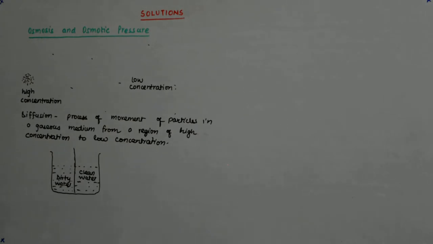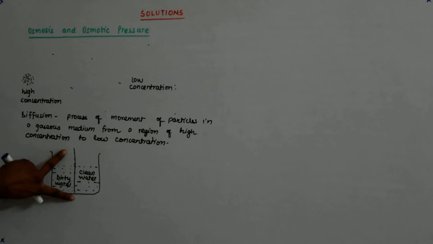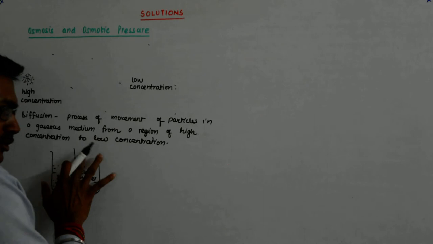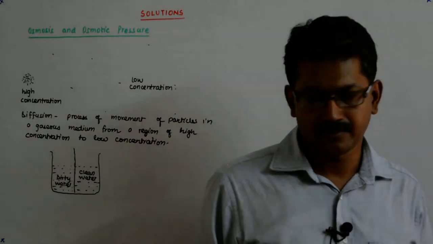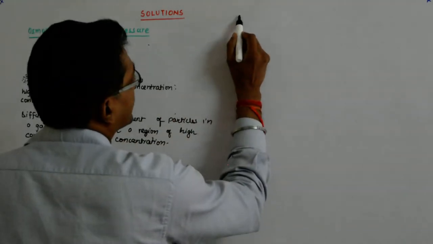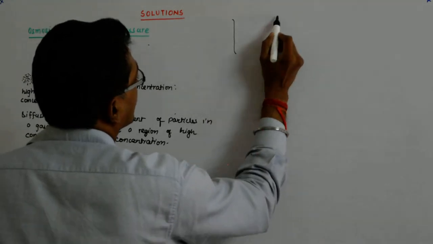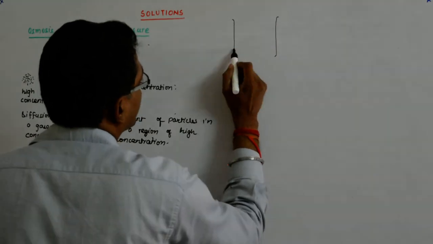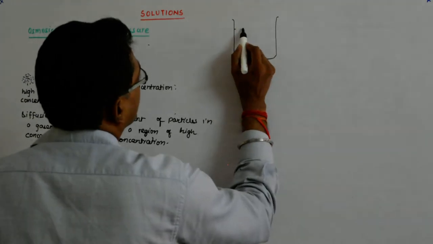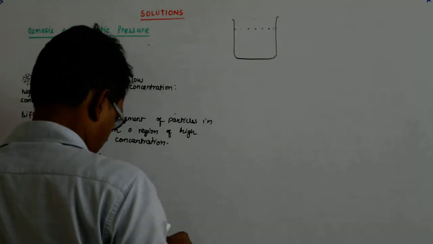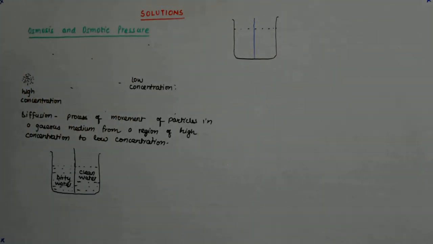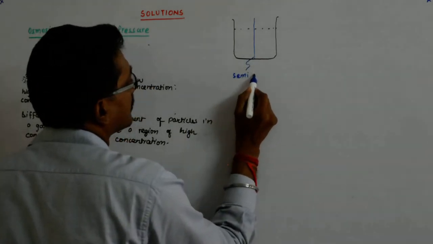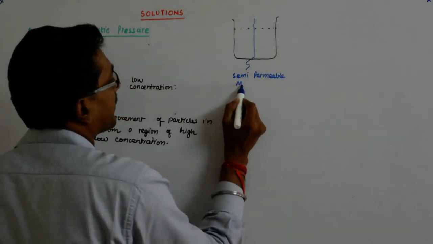Now comes the interesting thing. What if instead, here it was absolutely non-permeable and suddenly we pulled it out? Now instead of this non-permeable partition, I put a semi-permeable membrane. Fine. So it is here, and in between I put a semi-permeable membrane. This is a semi-permeable membrane.